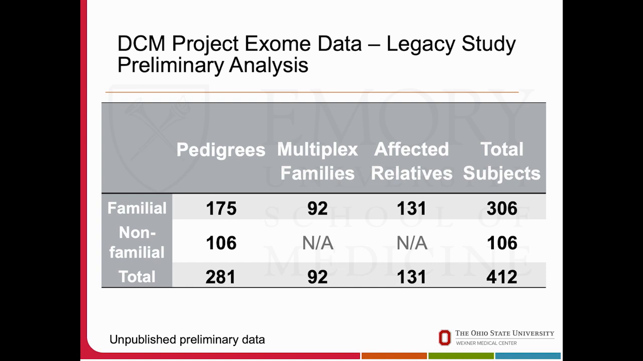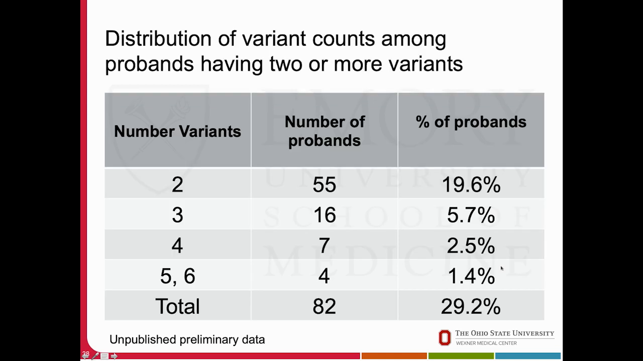These are unpublished data from what we call our legacy study. 175 familial pedigrees, 106 non-familial, 281 total, 412 subjects. Basically the 29.2% is simply adding the numbers of variants that we observe. This has not been published because, as I said earlier, the ACMG standards for variant adjudication have been changing. The goalposts have been moving, and we might eventually get those data published. But it's probably going to be somewhere in the 20s% range.